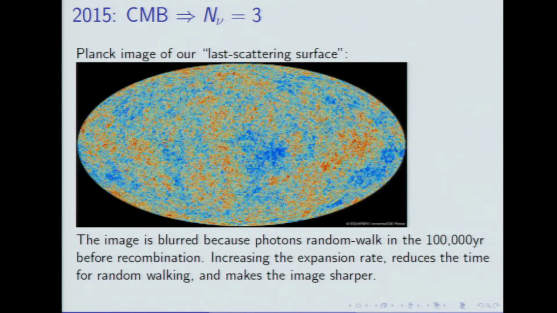And this is a famous plot of the Planck image of our last scattering surface. That's the z equals 1,000 surface. And these are hot areas, cold areas. The image is blurred because the photons random walk in the 100,000 years before recombination. If you increase the expansion rate, this reduces the time for random walking, and it makes the image sharper. That's the physics there.